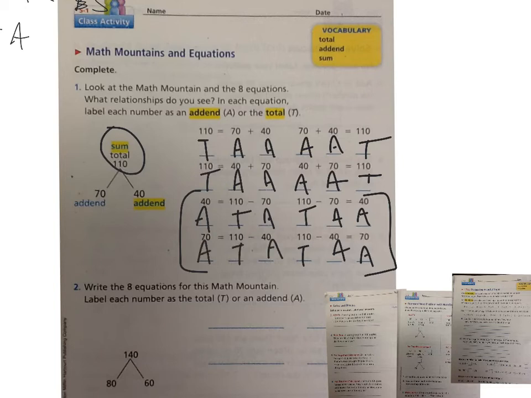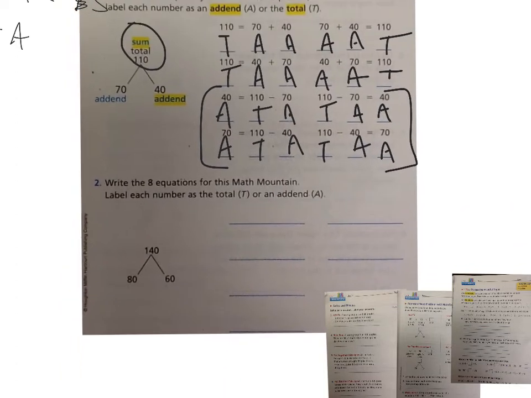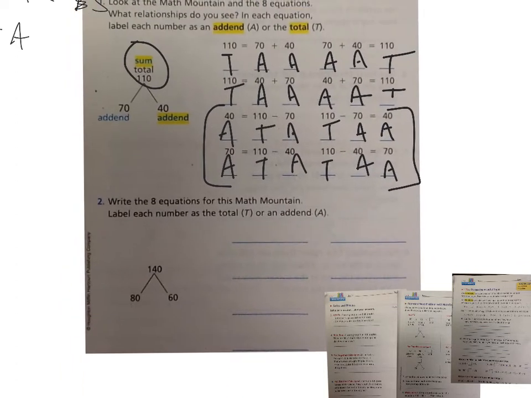Pretty simple stuff. It's just giving the idea that the total or the sum is the biggest number. When it's subtraction, it has to be on the left side of the subtraction sign, and when it's addition, it has to be on one side of the equal sign.